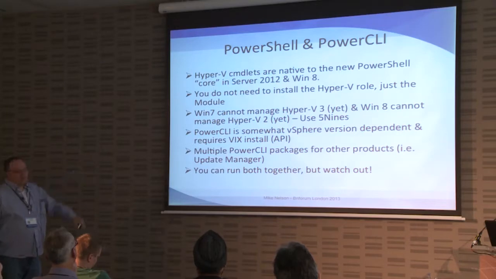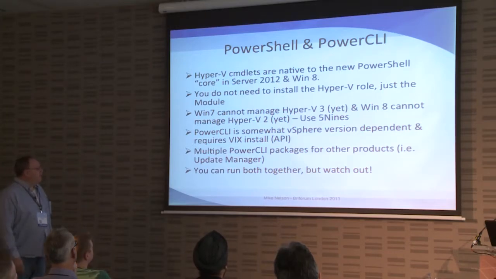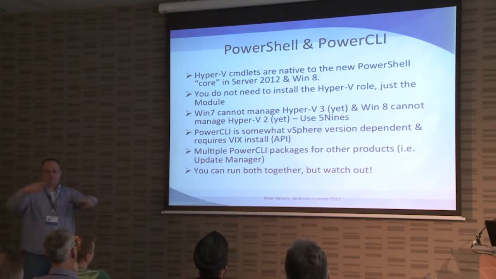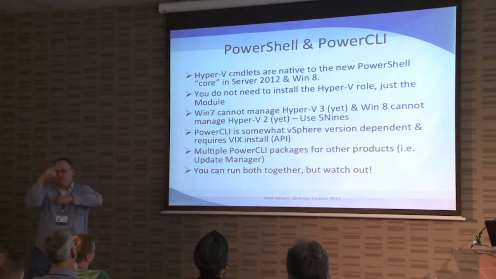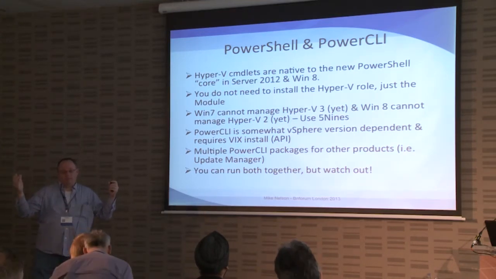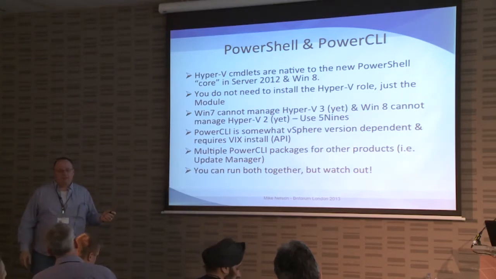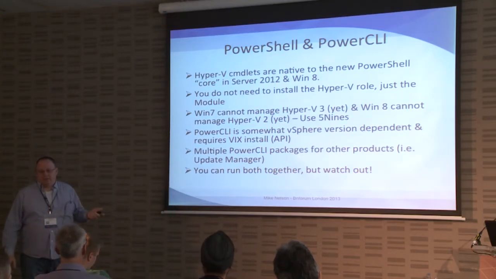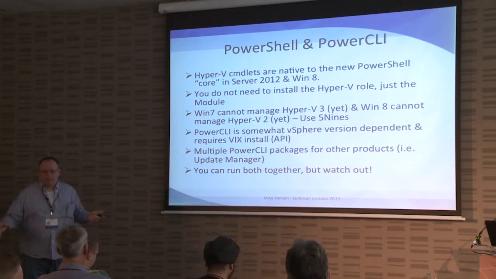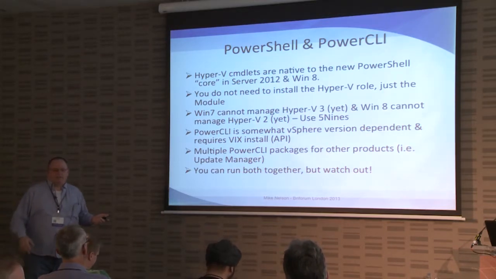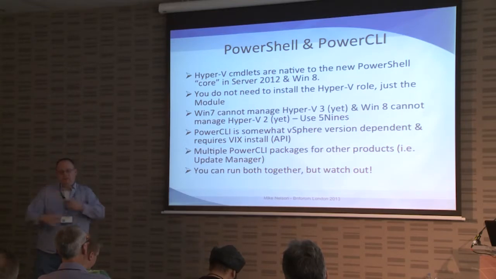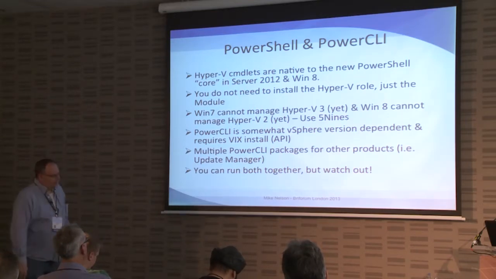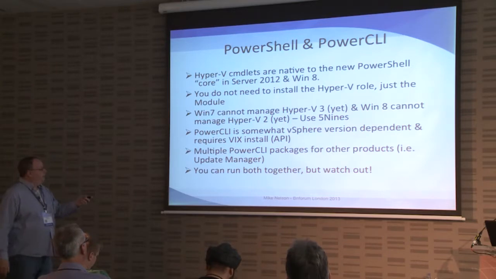Windows 7 cannot manage Hyper-V 3, and Windows 8 cannot manage Hyper-V 2. For some reason, and this is one of the biggest complaints on the forums, they did this. It's the same thing as RSAT. Anybody use RSAT to manage your Windows environments? The Remote Server Administration Tools? You can't cross between versions. They're going to fix that, but I don't know why they did that.